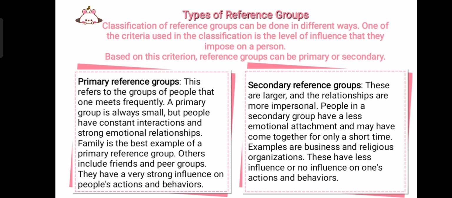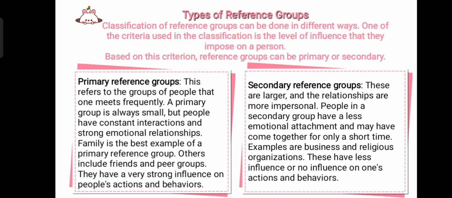Okay, so next, these are the types of reference groups. Classifications of reference groups can be done in different ways. One of the criteria used in the classification is the level of influence that they impose on a person. Based on this criterion, reference groups can be primary or secondary. So, the two types of reference groups are primary reference groups and secondary reference groups.